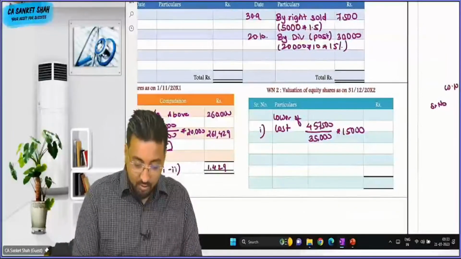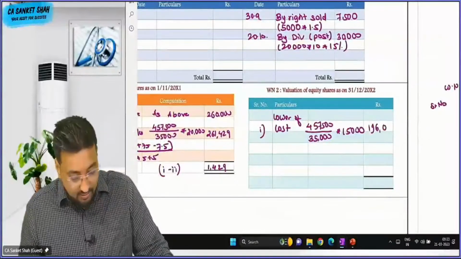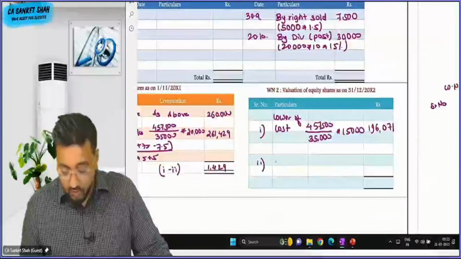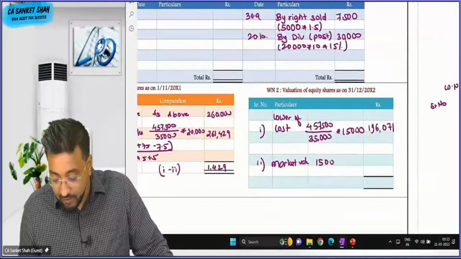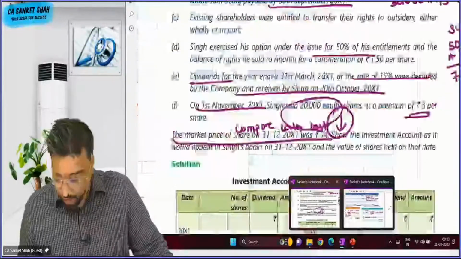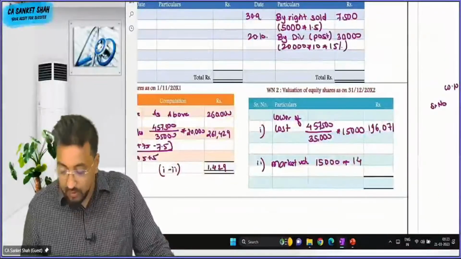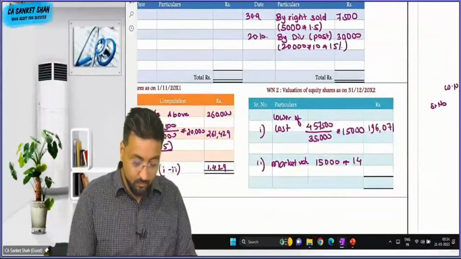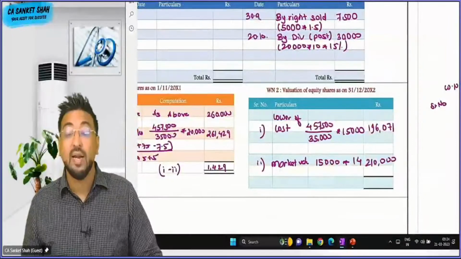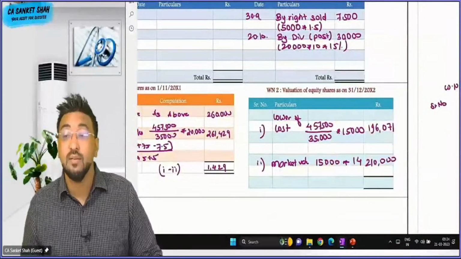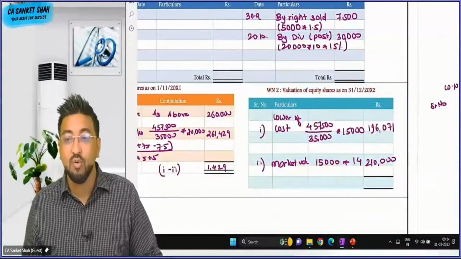Divided by 35,000 into 15,000. So I am getting the answer 1,96,071. And what is the market value, beta? Market value, you have 15,000 shares having market value of rupees 14. So 15,000 into 14, 2,10,000. So 2,10,000 or 1,96,071, whichever is lower. So which is lower? 1,96,071.